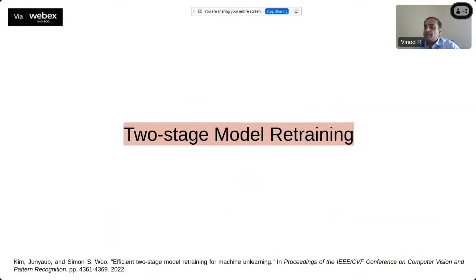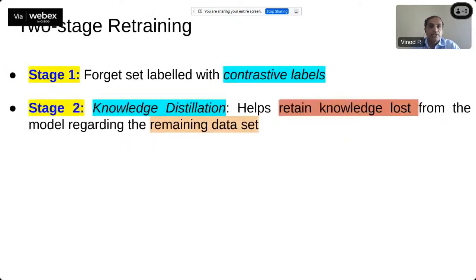If you have a larger temperature value, you smooth the probability to a much higher degree. This is used in an approximate unlearning technique called the two-stage retraining process that we will be discussing now. This technique is called two-stage retraining. So there will be two stages.